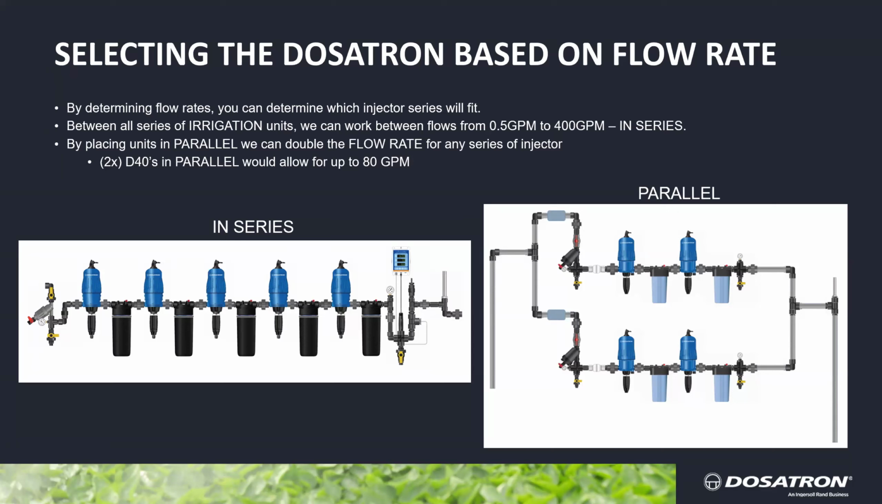Between all the irrigation units that we offer here at Dosatron, we can work between the flows of 0.5 gallons per minute all the way up to 400 gallons per minute when we have our units in series. And so by in series, I mean that we have a Dosatron followed by another Dosatron followed by another one, and it may be three, four, five, six. It may only be two, but they are in series with each other.